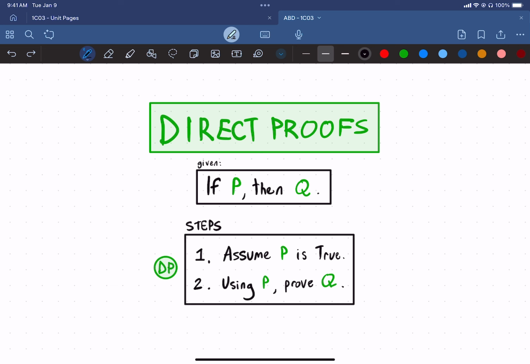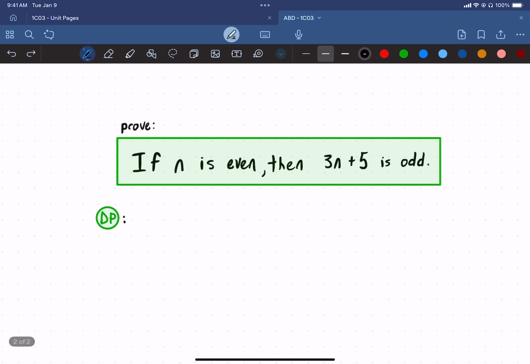If you want to prove this, let's first assume that P is true. Then you can use that to prove that Q is also true, proving the whole statement. So it's pretty straightforward. Let's go through an example. We want to prove that if n is even, then 3n plus 5 is odd.